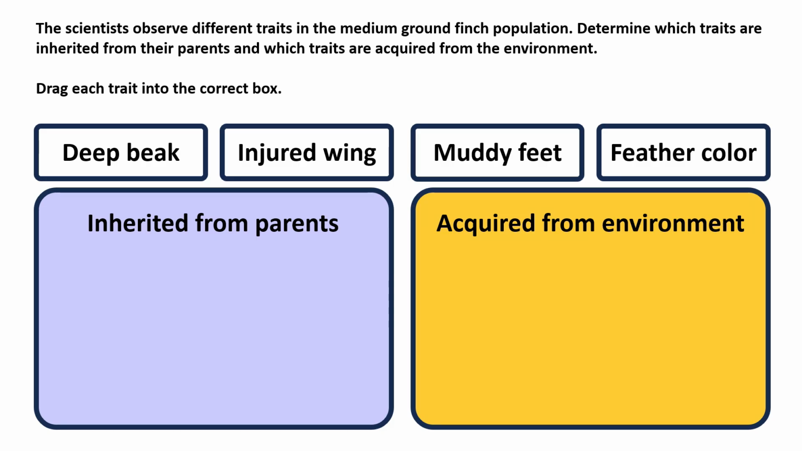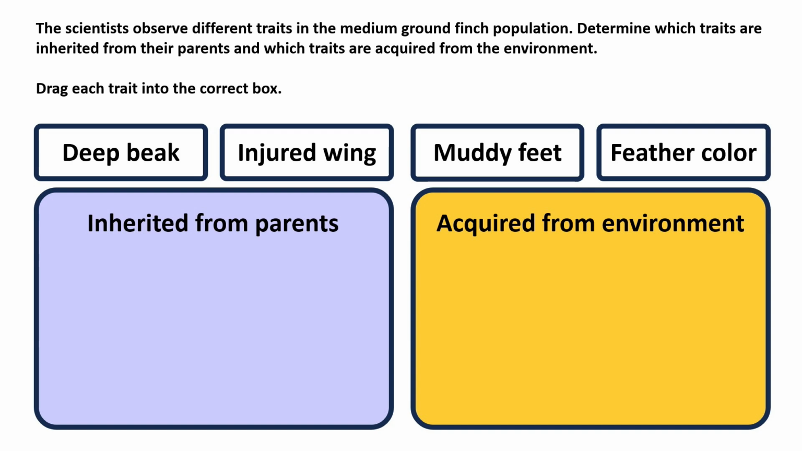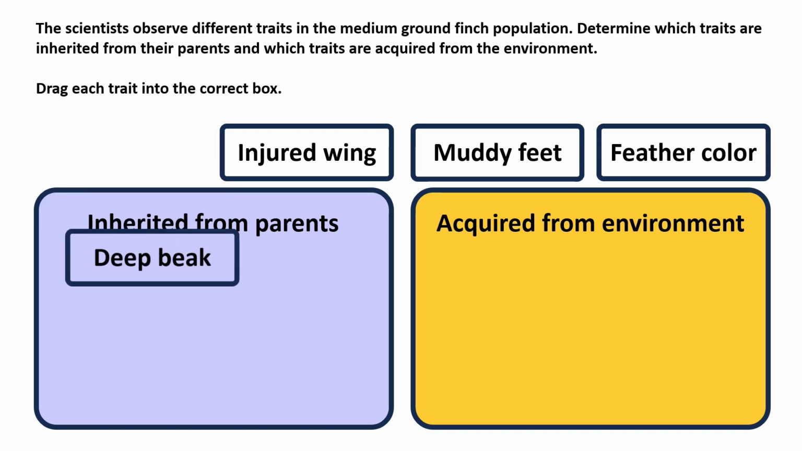The scientists observed different traits in the medium ground finch population. Determine which traits are inherited from their parents and which traits are acquired from the environment. Drag each trait into the correct box. Figure 1 tells us that beak depth refers to the size of the beak. A bird's beak size and shape, such as whether a finch has a deep beak, is inherited from its parents.